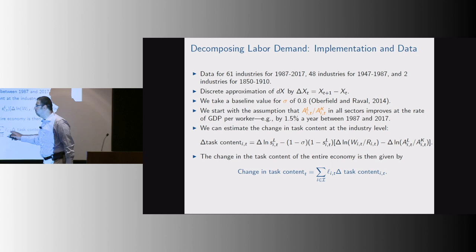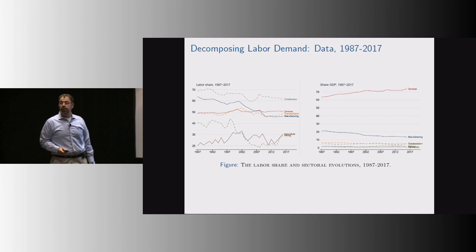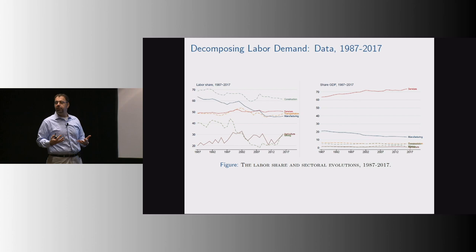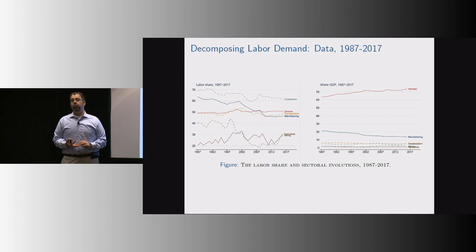All right, so here is the data. So we're going to use data for two subperiods because there is a change in industry codes, et cetera, but you know, you could link them together. But actually, the two subperiods are behaving differently, so it's actually a good way of presenting it also. We're going to be using data for 60, 61 industries.